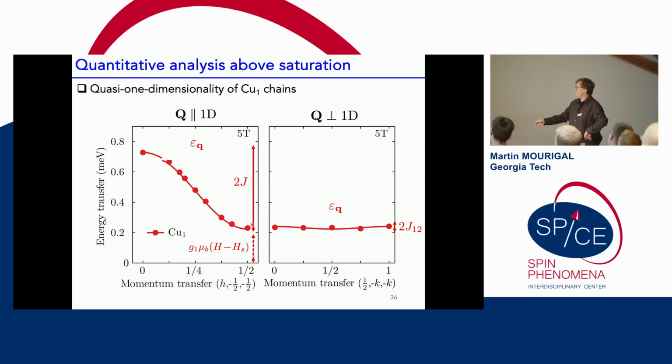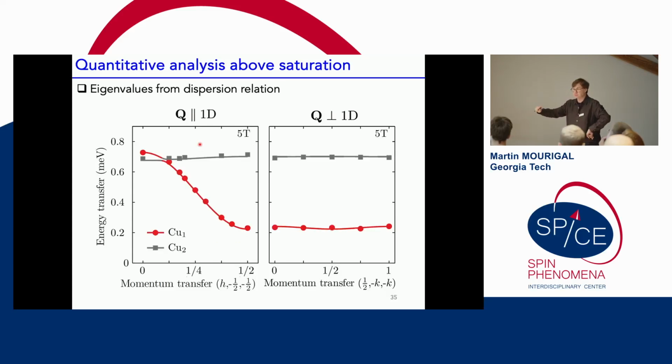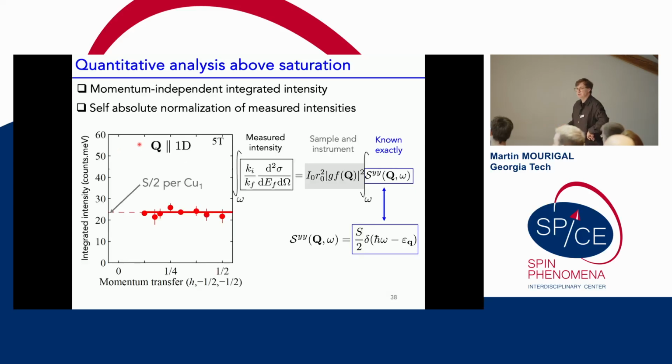You see we are at 5 Tesla, so it's above the saturation field, so there is a Zeeman gap. Then you see the bandwidth of the system, which is here 2J, so you have a direct measurement of the exchange. And then these modes here are flat, and you see an energy corresponding to the G factor of the second spin. Because the symmetry is so low in this material, the G tensor of the two copper sites is different. That's why, if you look here carefully, at the gamma point you see that the two modes do not exactly overlap, because the two coppers have different G factors. So that's all good, and I'm sure you've all seen graphs like this.